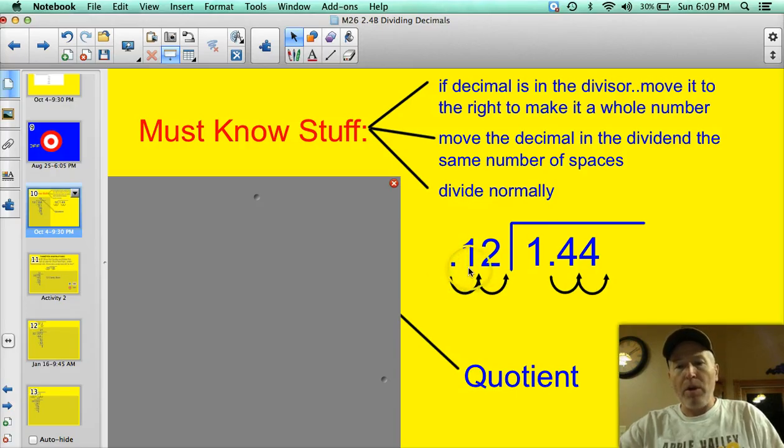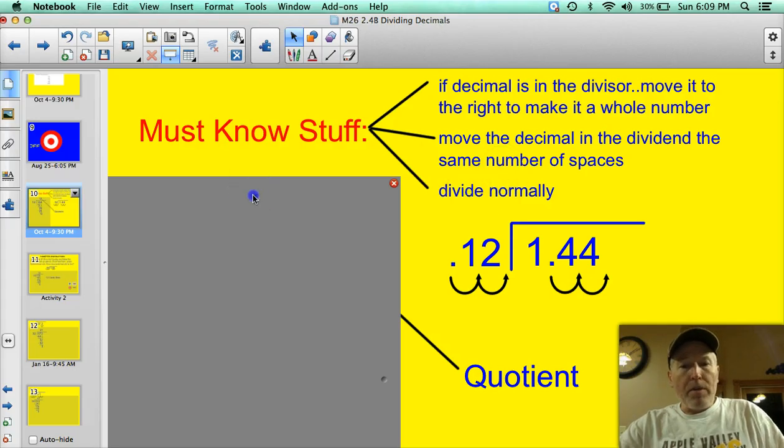So in this case, 0.12, I moved the decimal 2 places to the right, and now I have 12. I've made it a whole number. But of course, I have to do the same thing to the dividend. I move that 2 spots to the right as well. Next, we're just going to go ahead and divide normally, and we'll be done.